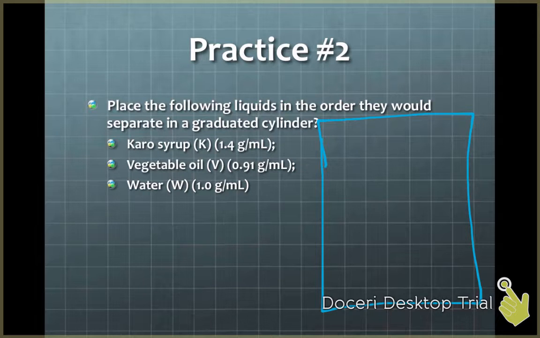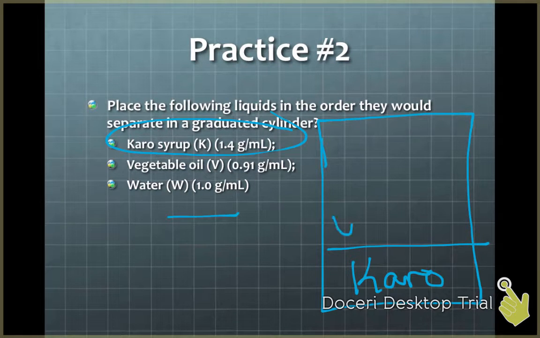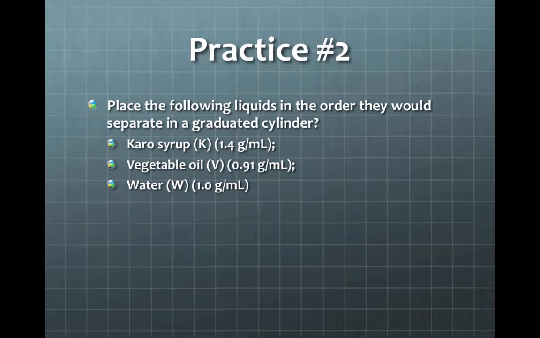So we look at our densities. Our heaviest one is the corn syrup, so it's going to go on the bottom, followed by our water because it's at a 1, and then on top we're going to have our oil. So we're going to have corn syrup, water, and then oil based on the densities that were provided.